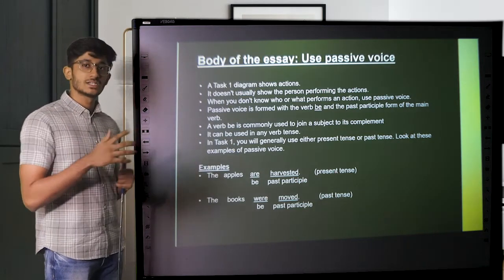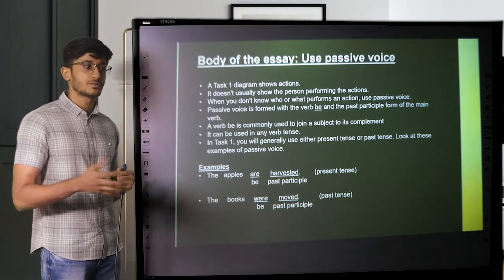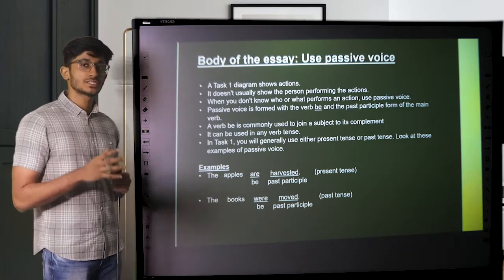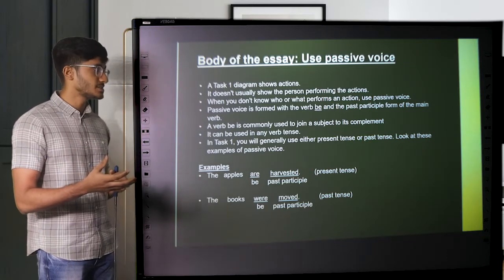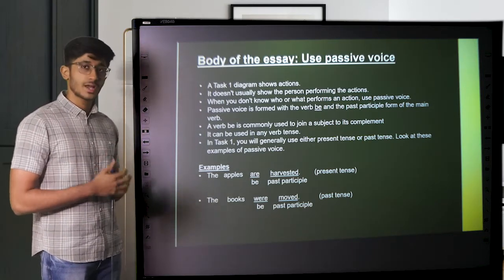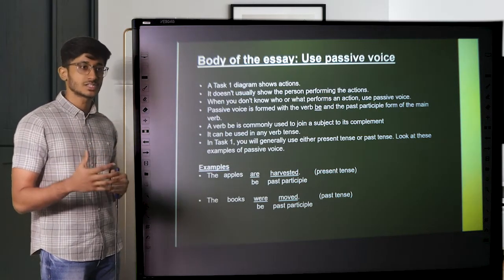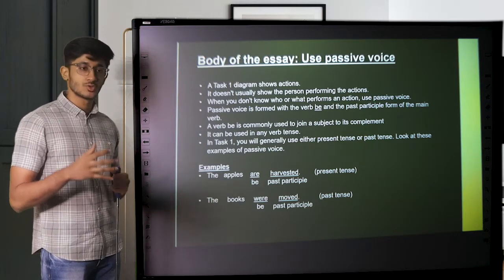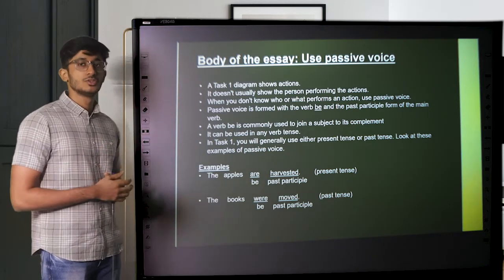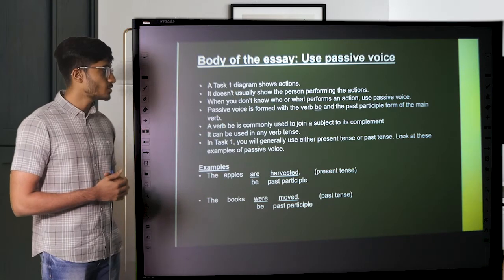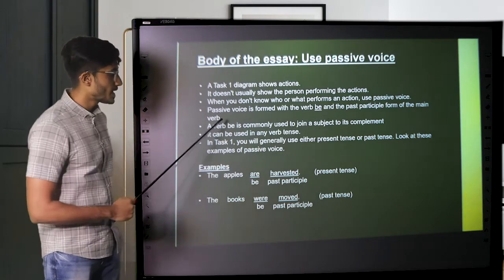A Task-1 diagram basically shows actions, but it doesn't usually show the person performing the action, which is why you must use passive voice. Because when you don't know who is performing the actions, you have to use passive voice, which is why we recommend that you use passive voice in order to avoid any marked deduction due to grammatical mistakes. As you don't know who is performing those particular actions in those steps, you should always use passive voice. Passive voice is formed with the verb be and the past participle form of the main verb.